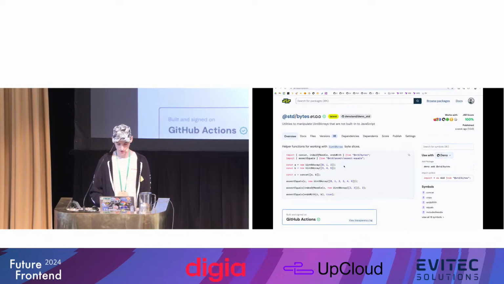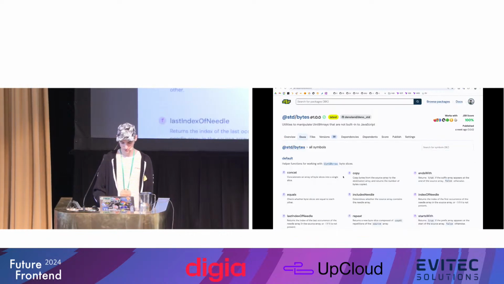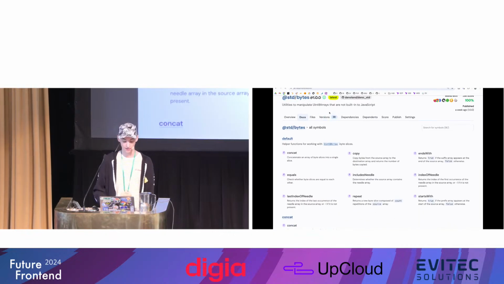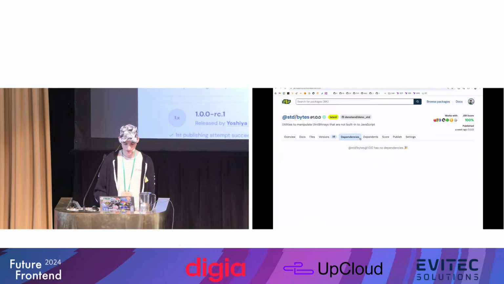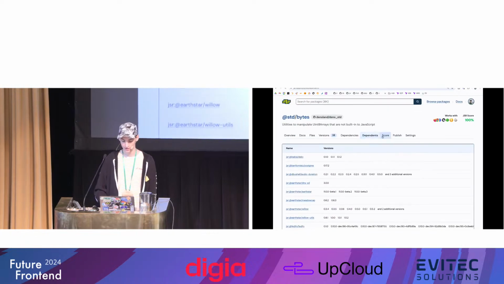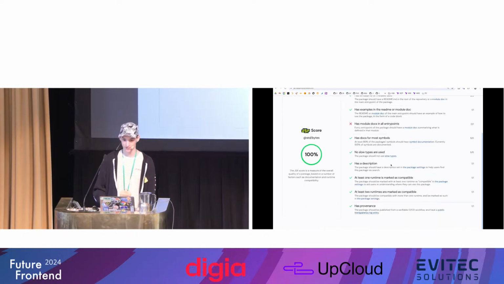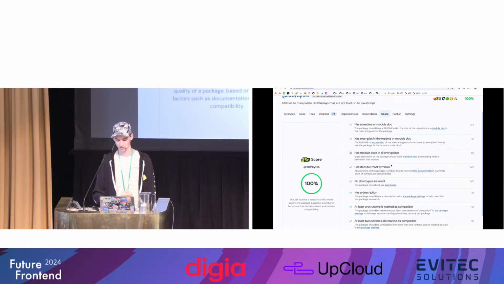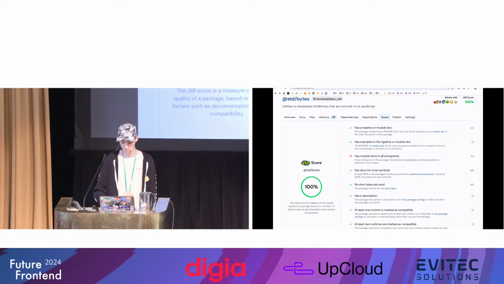I can go back over here and see the list of all the different exports that this package has. I can see all the different versions. I can see all the dependencies. This package has no dependencies. I can see all the different packages that depend on this package. I can see the score. These are all the different indicators that go into whether you have a 100% score or not.